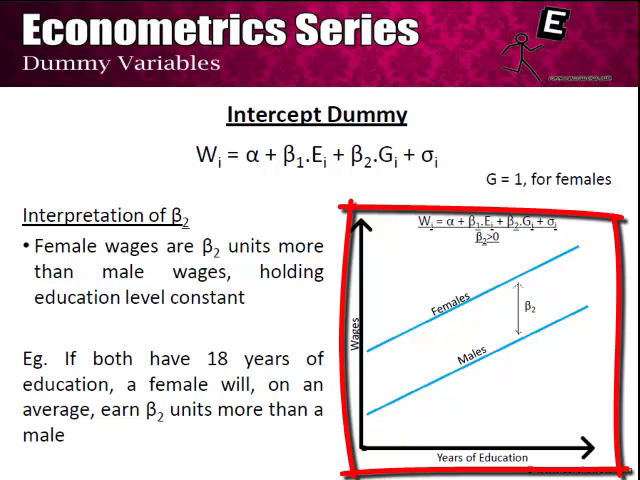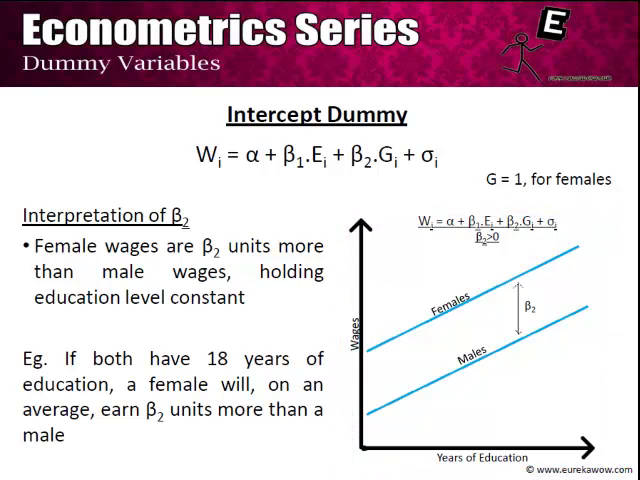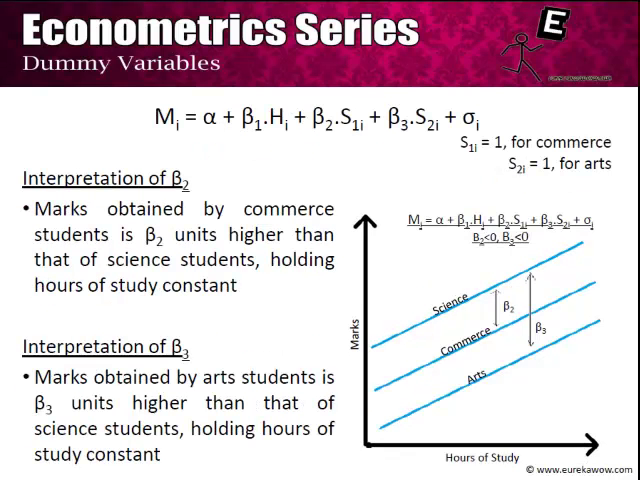So when gi equals 1, we are getting female wages, which is the upper line, and when gi equals 0, we are getting male wages, which is the lower line. So for example, if both have 18 years of education, a female will on an average earn beta 2 units more than a male. This is the interpretation of an intercept dummy.